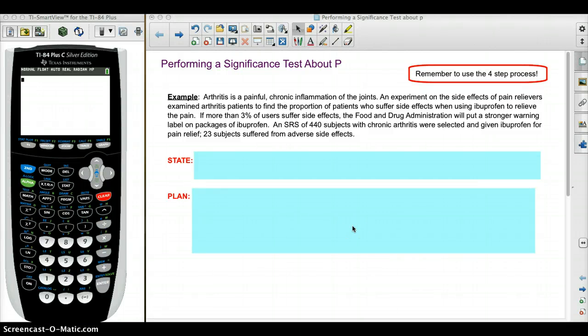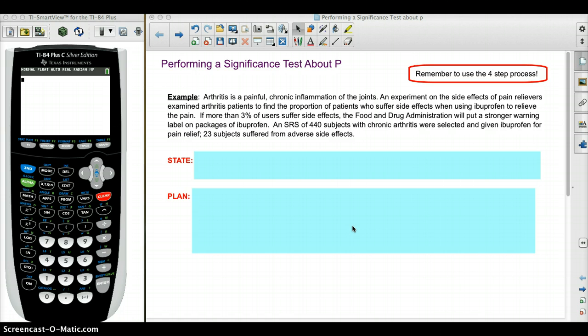So here's an example for how to perform a significance test about p. For example, arthritis is a painful chronic inflammation of the joints. An experiment on the side effects of pain relievers examined arthritis patients to find the proportion of patients who suffer side effects when using ibuprofen to relieve the pain.